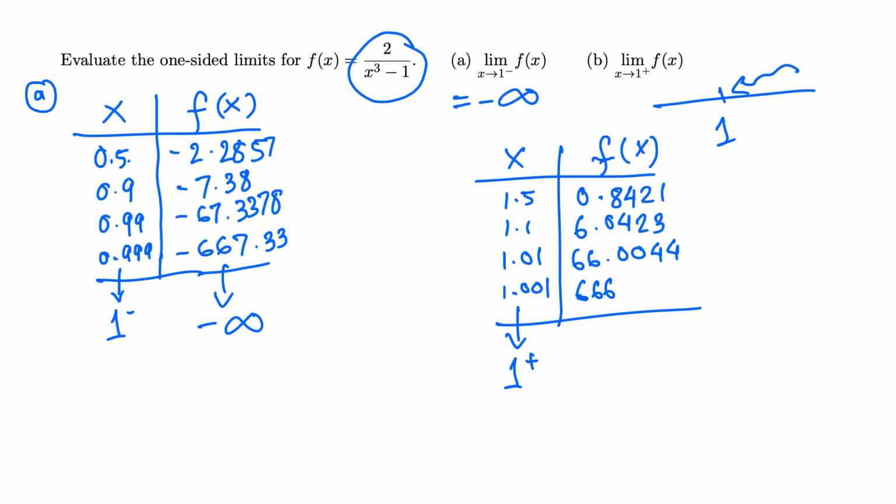Now as you can see, it's increasing without bound: 0, 6, 66, 666. So even if we come even closer to 1, maybe 1.0001, it is going to be even bigger. So these numbers are increasing without bound, meaning infinity. So part B, that's infinity. Final.